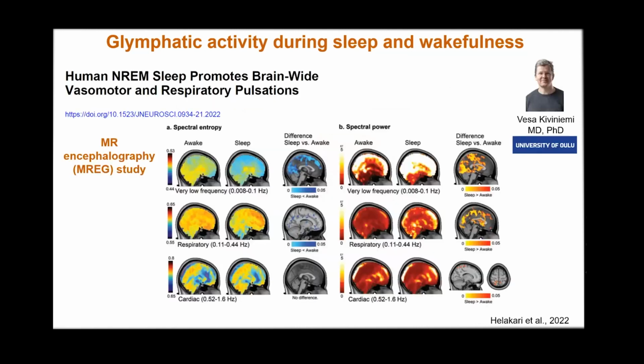And this is a very recent study from the Finnish lab, which explored the human sleep, promoting these brain-wide vasomotor and respiratory pulsations. So they studied subjects using MR encephalography method, which is basically an fMRI-based technique, but this technique can sample very low frequency pulsations. We'll come to this in a bit.